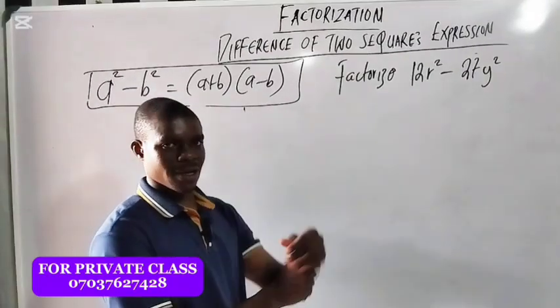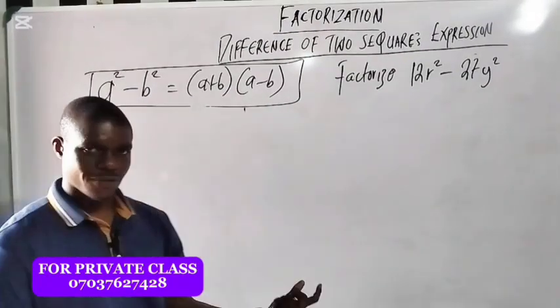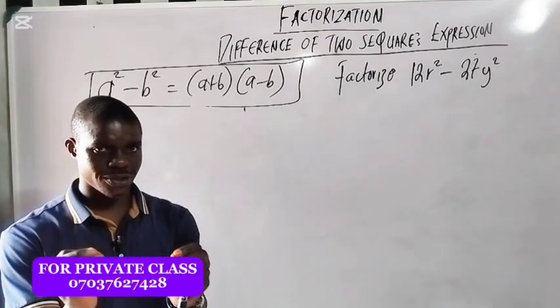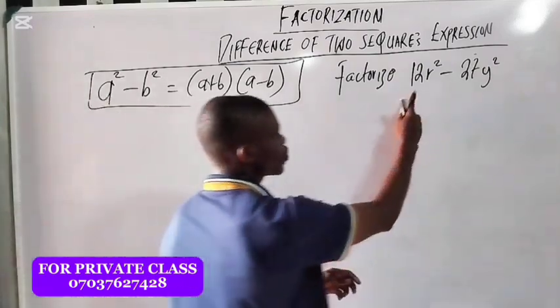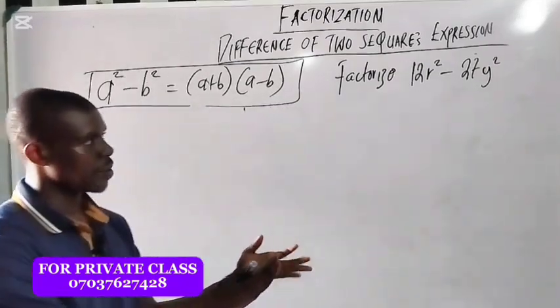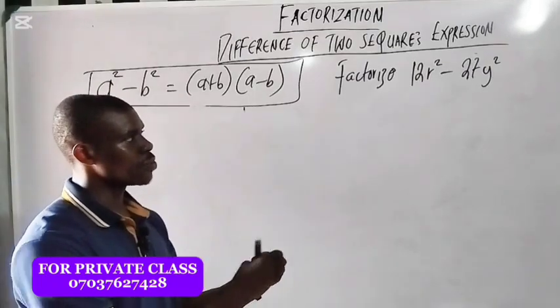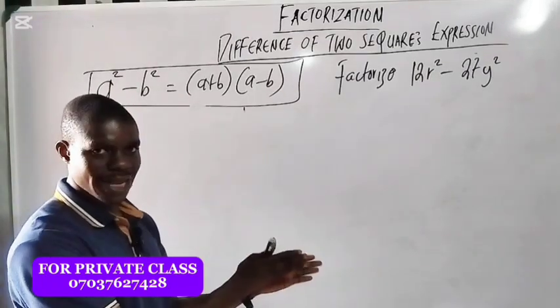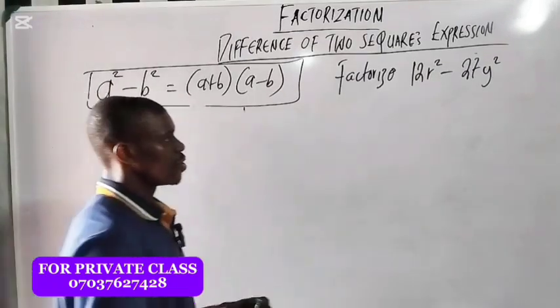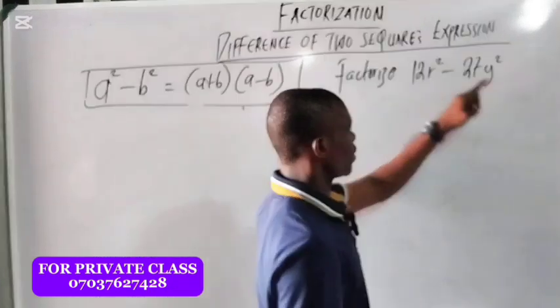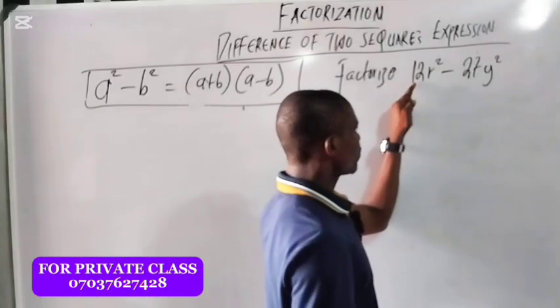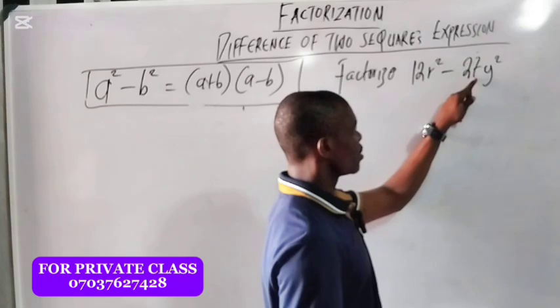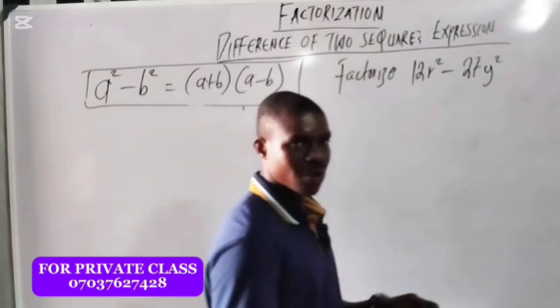Factorize this here, right? Questions like this look very, very confusing, on the most serious note. So please pay close attention here. You can see that here we have 12r square minus 27y square. Factorize it. How do you do that here? Here we have r square and y square, right? Now here we have 12 and 27. What can we factor out?